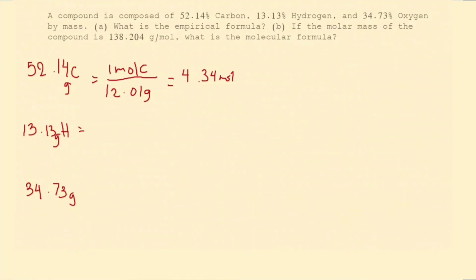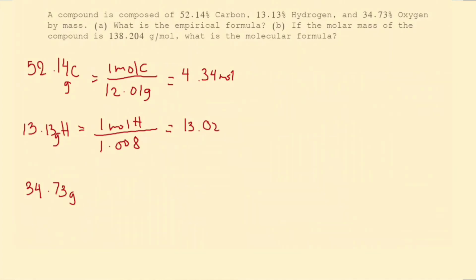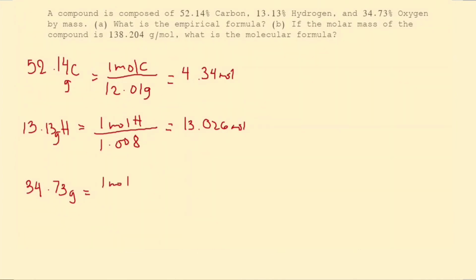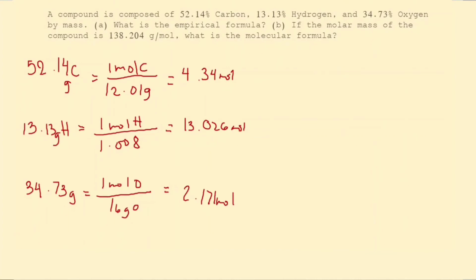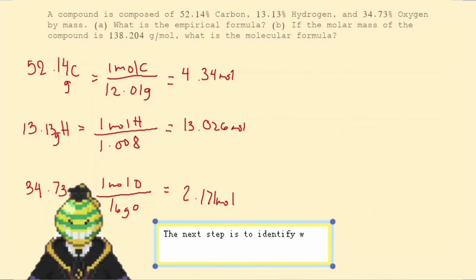Let's do the same thing for hydrogen. 13.13 grams times 1 mole, divided by the molar mass of hydrogen, which is 1.008 grams. So, this will give us 13.026 moles of hydrogen. Lastly, we have oxygen. The molar mass of oxygen is 16 grams per 1 mole. So, 34.73 grams divided by 16 grams is 2.171 moles.